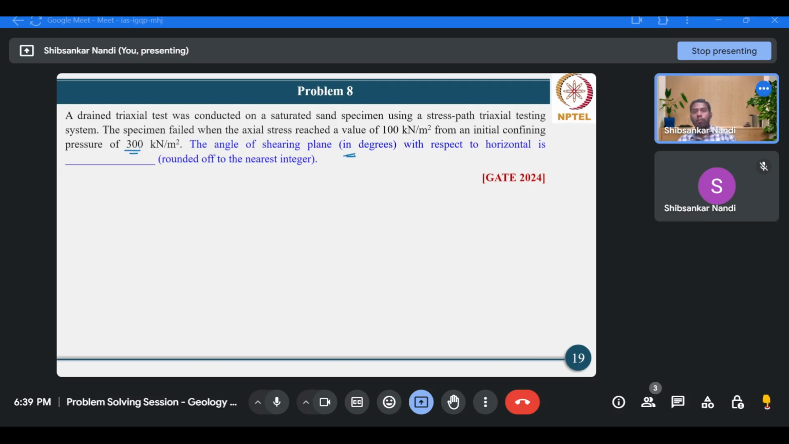So again, in this problem also, we have to determine the angle of shearing plane, which we have solved in one of our previous problems. So angle of shearing plane and angle of failure plane are both identical. So angle of shearing plane is theta equals 45 degrees plus phi by 2. Okay, so this is the expression for angle of shearing plane.